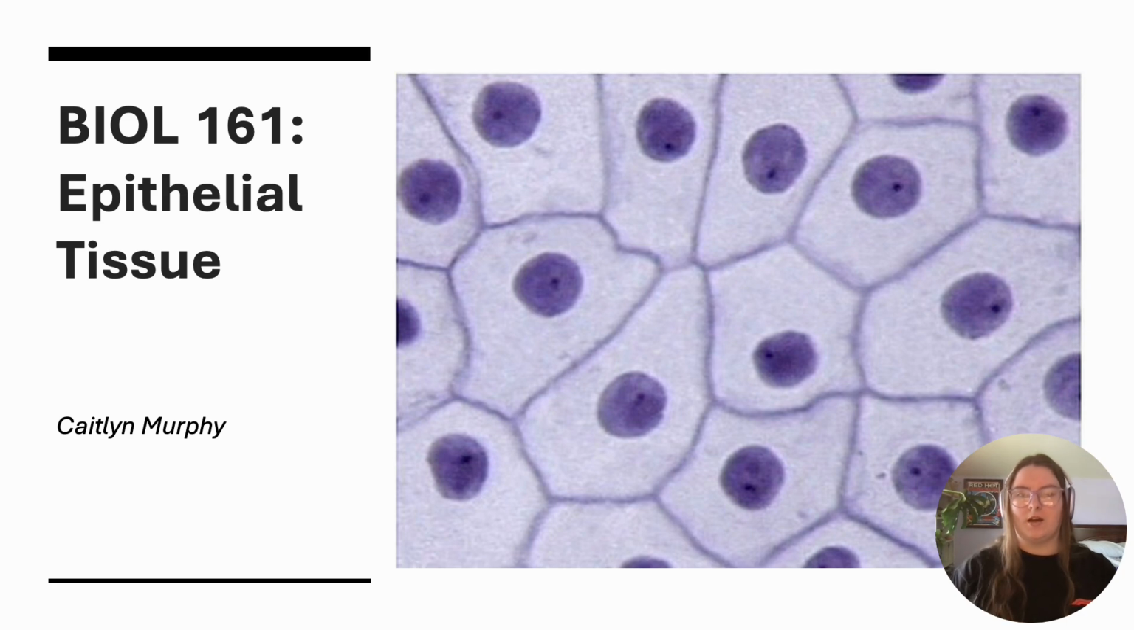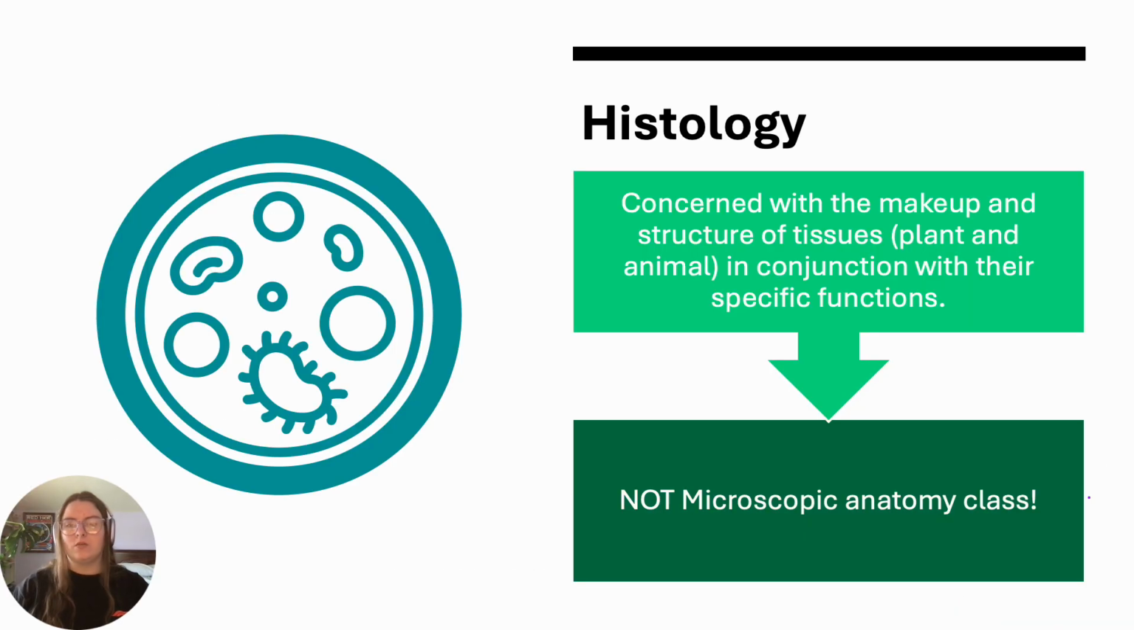Today we'll be discussing epithelial tissue as it pertains to Biology 161, Anatomy and Physiology. First, we should start with the definition of histology. Histology is the microscopic study of tissue appearance, organization, and function. It is concerned with the makeup and structure of tissues in conjunction with their specific functions.